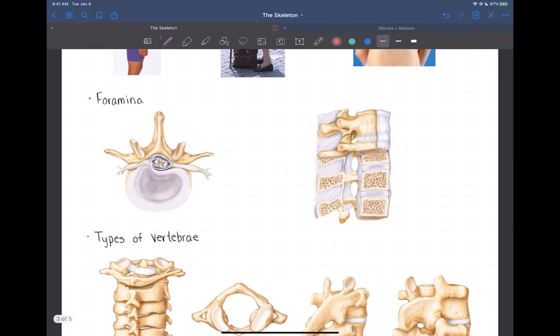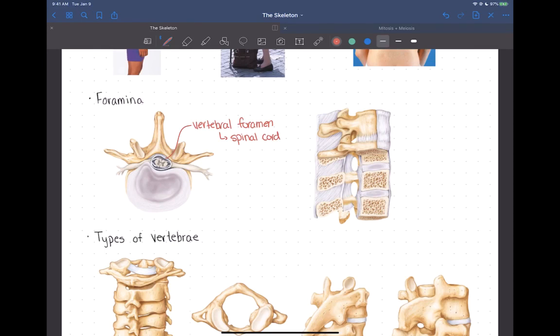The purpose of that vertebral foramen, we'll write that here. The vertebral foramen is the big hole in the middle of the vertebrae, and it is for the spinal cord. That's what the spinal cord passes through. So that's for the spinal cord. Okay, so that's the first thing.